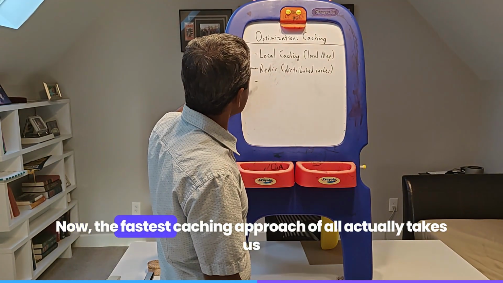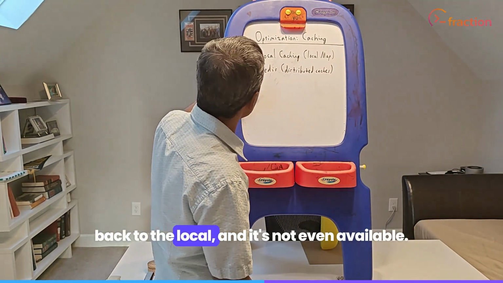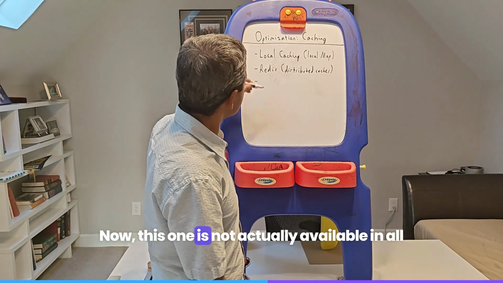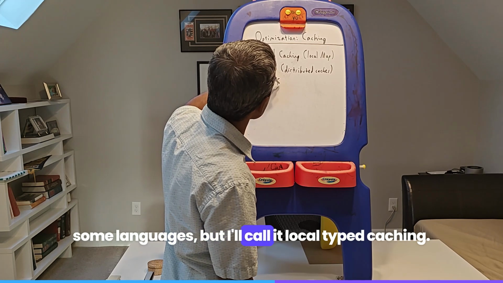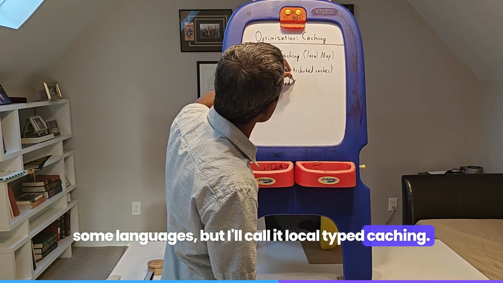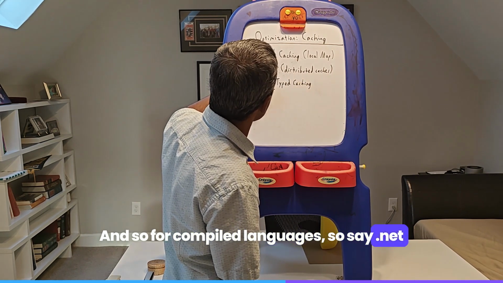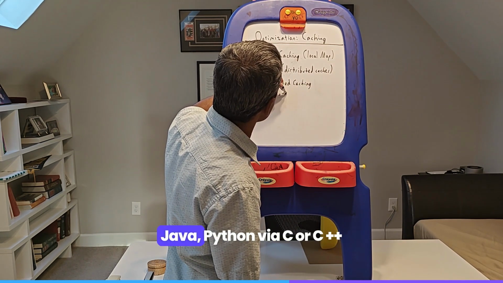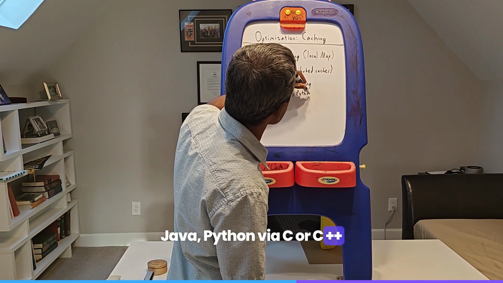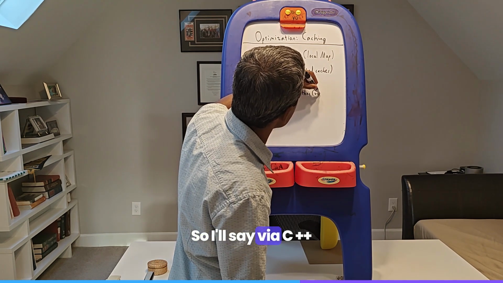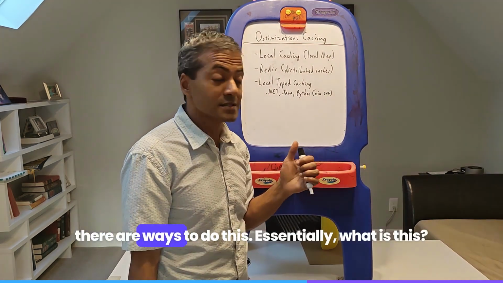Now, the fastest caching approach of all actually takes us back to the local. This one is not available in all languages, or you'd have to do some hijinks in some languages, but I'll call it local typed caching. And so for compiled languages, say .NET, Java, Python via C or C++, there are ways to do this.